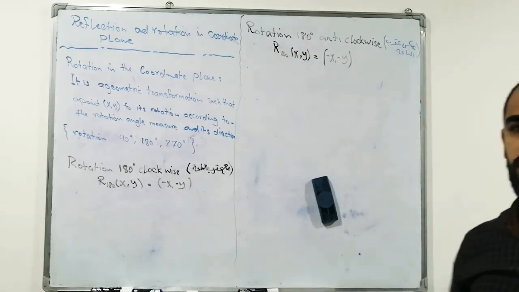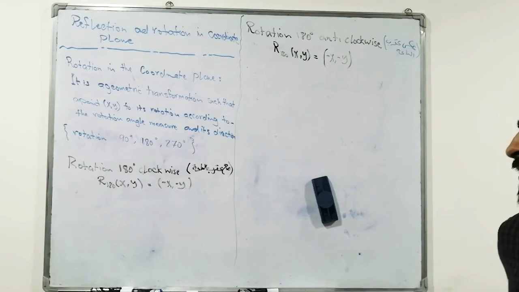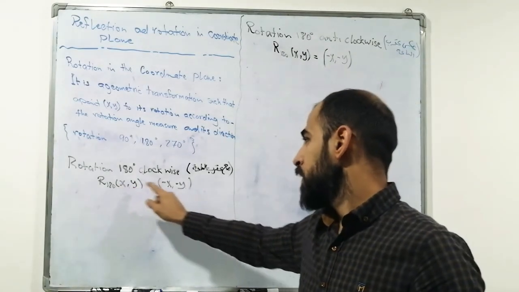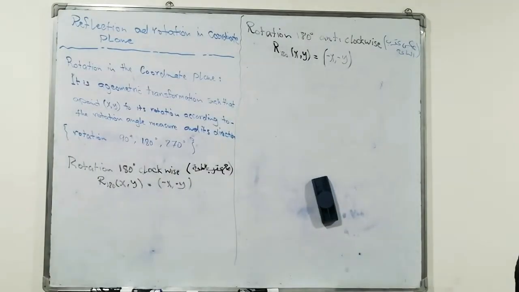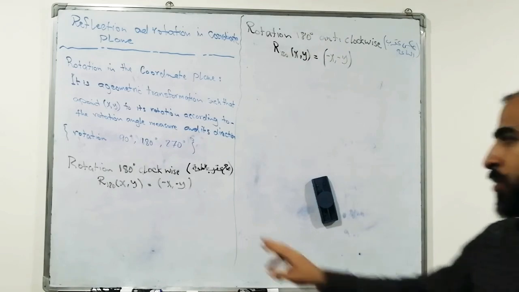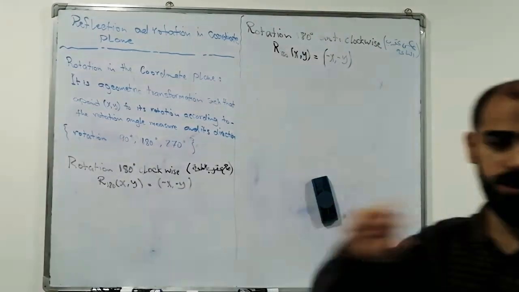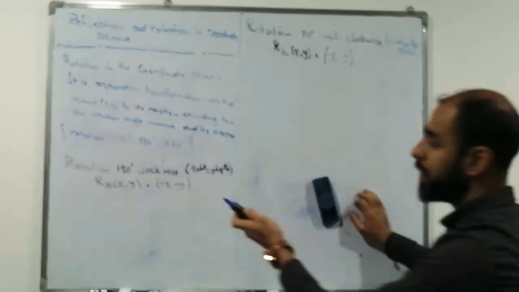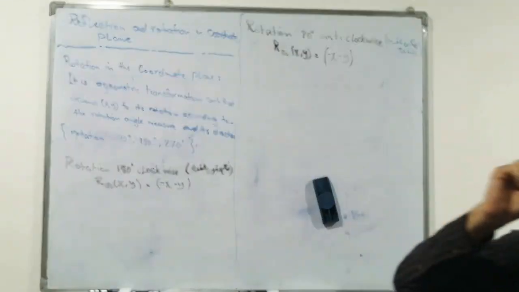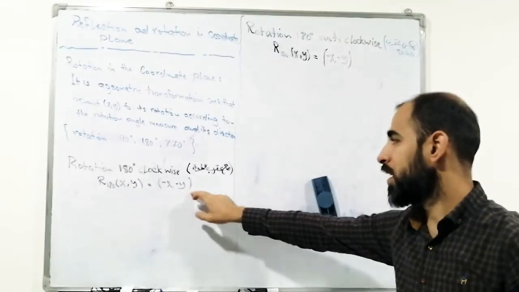The rule of rotation 180 clockwise for a point x, y is minus x, minus y. We don't have to change x instead of y or y instead of x, but we have to change the sign of x and y, the two parts x and y.